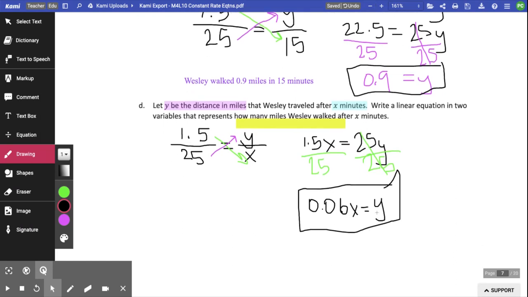Well, there it is. The y represents the distance in miles. So this means the distance in miles that Wesley walks is equal to his constant rate, which is 0.06, times the x, which is the amount of minutes he's been walking. So the way we're going to know how many miles he's walked is to use a certain number for how many minutes he's walked and multiply it here, and we can get our distance. That's all we need to do for part D.